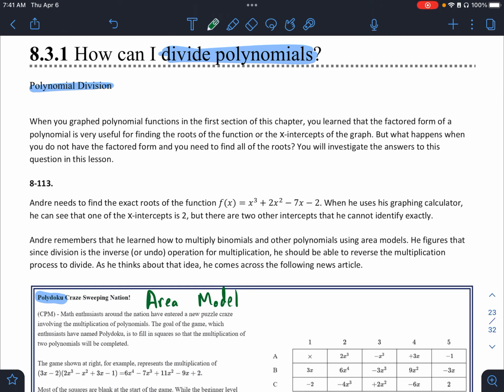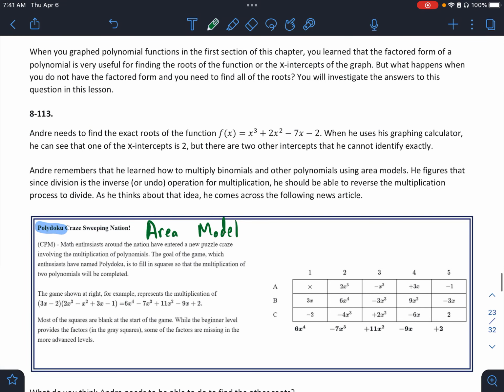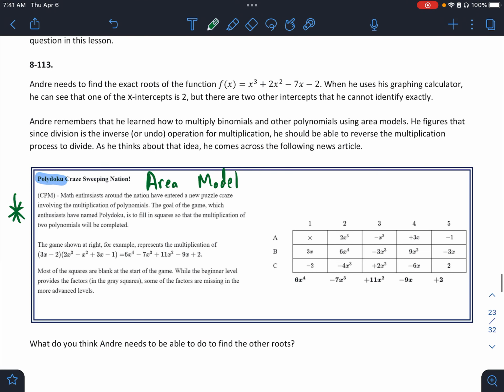I don't think this video is going to be super long. Today we're really only going to work with these polydoku puzzles and this area model. So pause the video here, read through this, make sure you have an understanding specifically of this part here on the polydoku craze sweeping the nation. And so pause here.